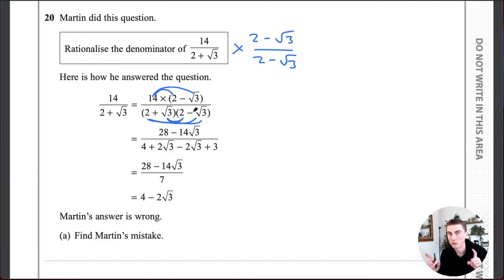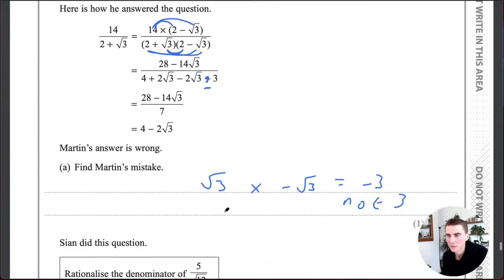When we multiply two roots together, you actually get the whole number. So root 3 times root 3 is positive 3. But because this is a minus, this sign here should also be a minus. So this is where he made the error. So find his mistake: root 3 times negative root 3 equals negative 3, not positive 3. Yeah, that's the key mistake there. And that's all we'd need to write.